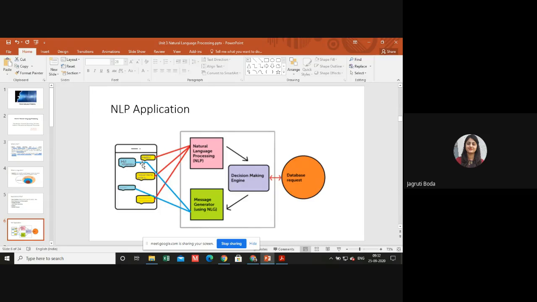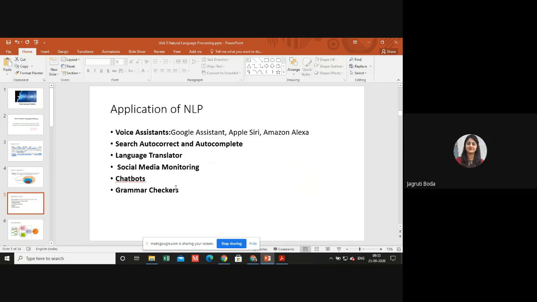Suppose your voice is given, then it converts the voice into text and then provides the result. So natural language processing takes input in the form of text, image or voice, and then provides the result in different forms like images, voice and text. So this is the chatbot application created by NLP. Now next is the grammar checker. Grammarly is already the most popular grammar checker. It automatically corrects your spelling. So this is also an application of NLP.